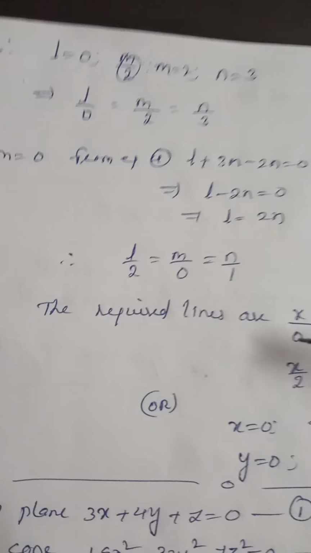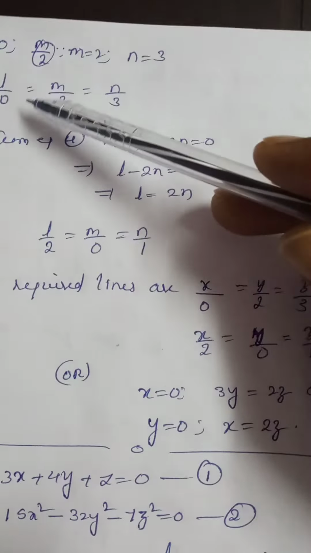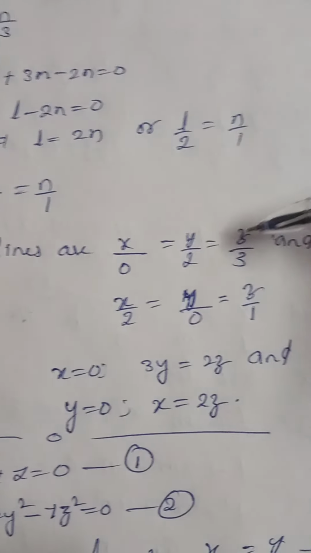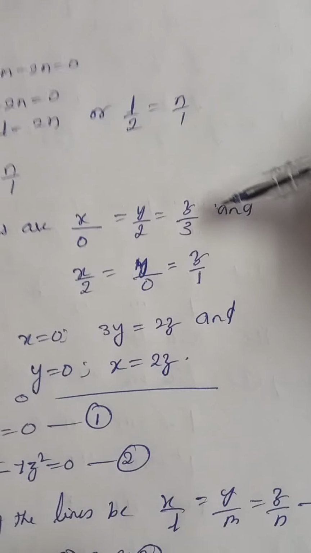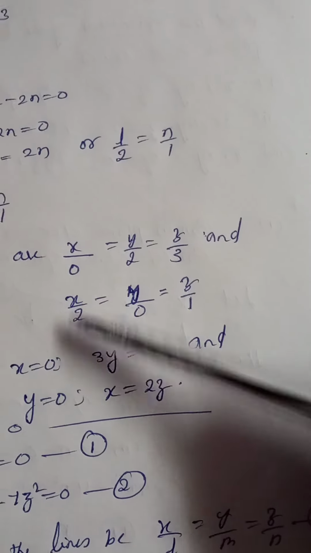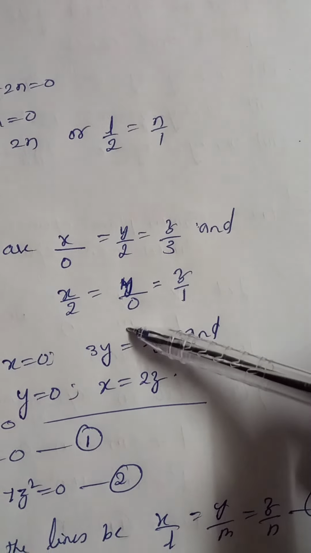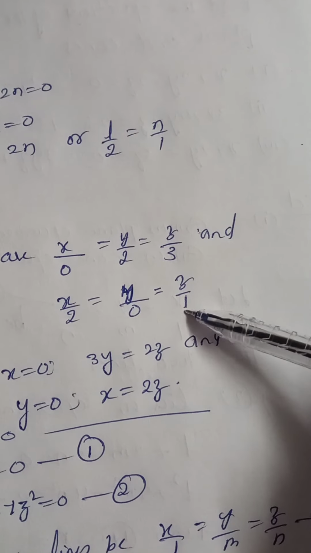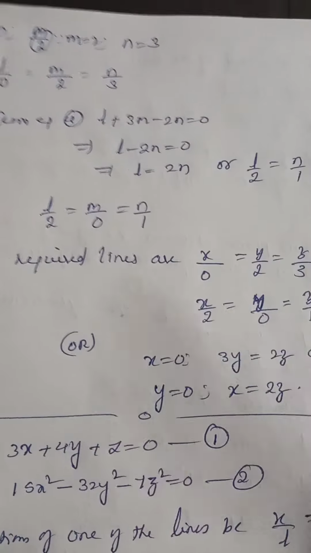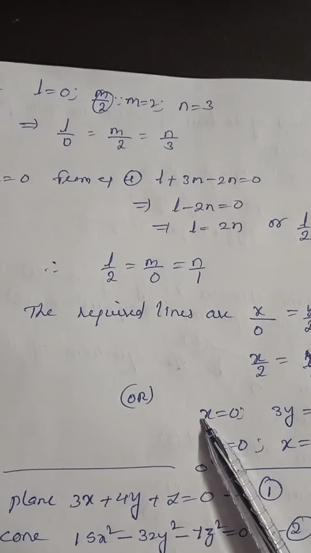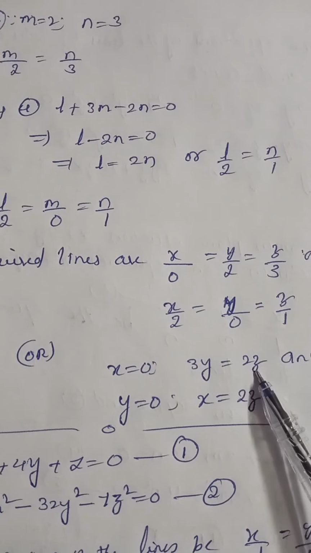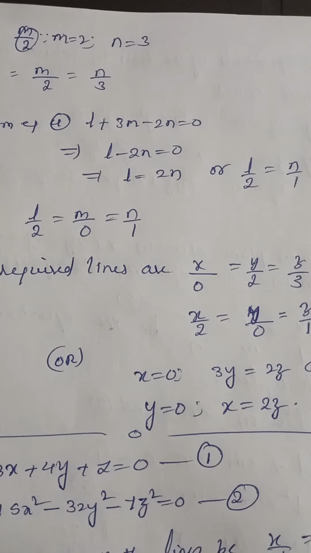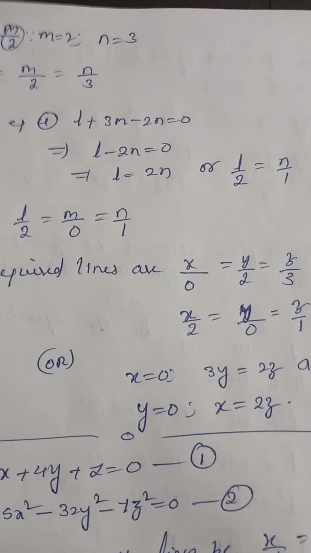Therefore the required lines are, replace these elements by x, y, z. x by 0 is equal to y by 2 is equal to z by 3, and x by 2 is equal to y by 0 is equal to z by 1. Another representation is x is equal to 0 and 3y is equal to 2z. That means we are replacing m by y and n by z.